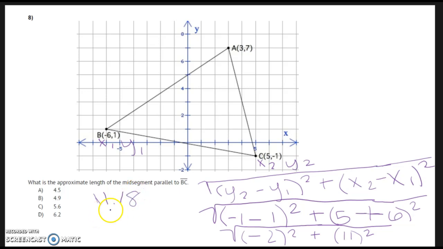We want the length of the mid-segment parallel. The mid-segment is going to be half of that length. So divided by 2, 11.18 divided by 2. And let's see which of these answers it's closest to. 5.59 approximately, which would round there to 5.6, which would be C. So C would be our answer for that one.